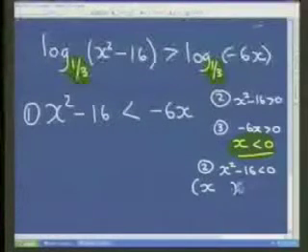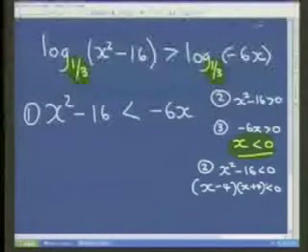The factors are x minus 4 and x plus 4. Do you recognize this? Yes. Okay, that's actually what you need to do.